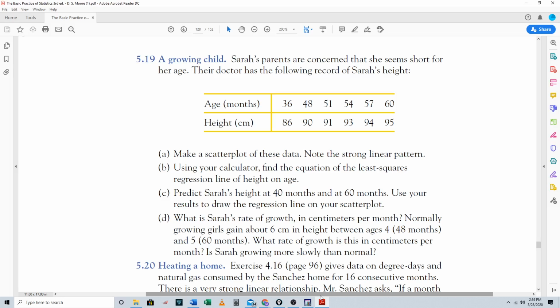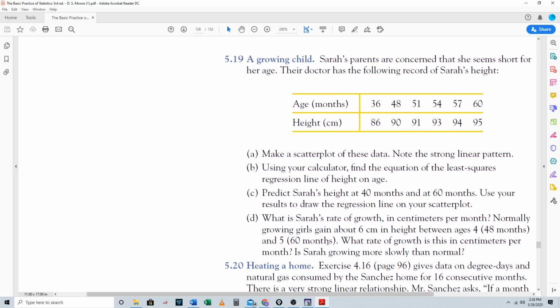All right, the data set looks good, so I think this question's fine. Sarah's parents are concerned that she seems short for her age. The doctor has the following record of Sarah's height.